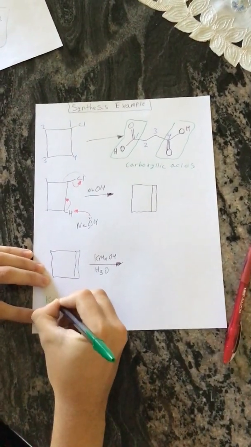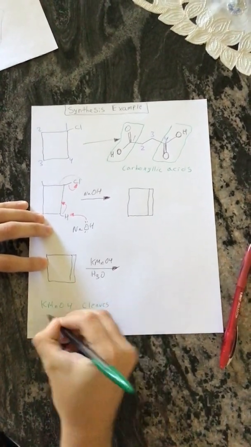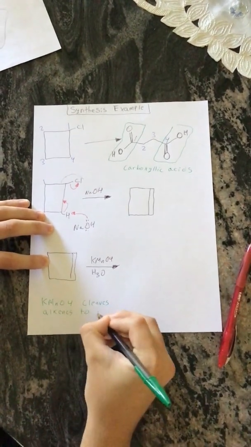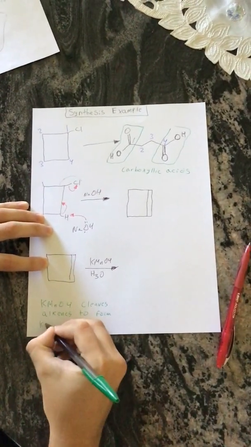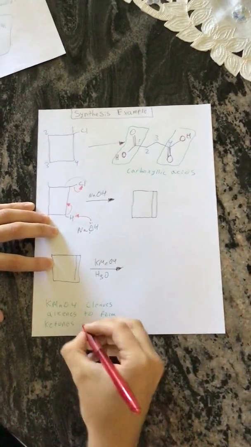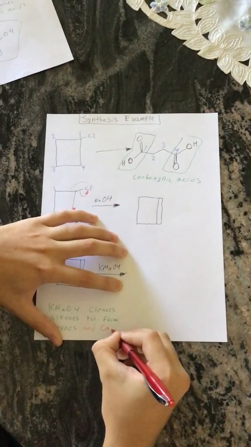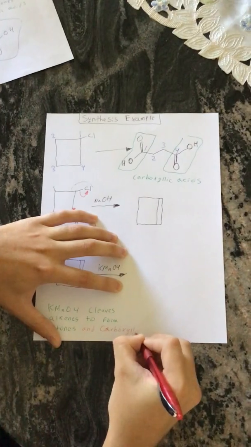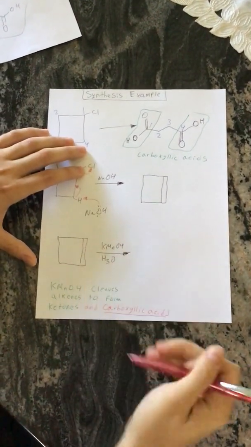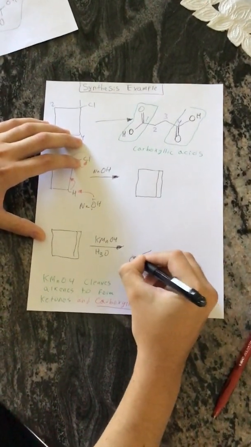So KMnO4 cleaves alkenes to form ketones and carboxylic acids. Oops, carboxylic acids. And since it's a ring, it'll add to both sides symmetrically. So that will lead us to our product.